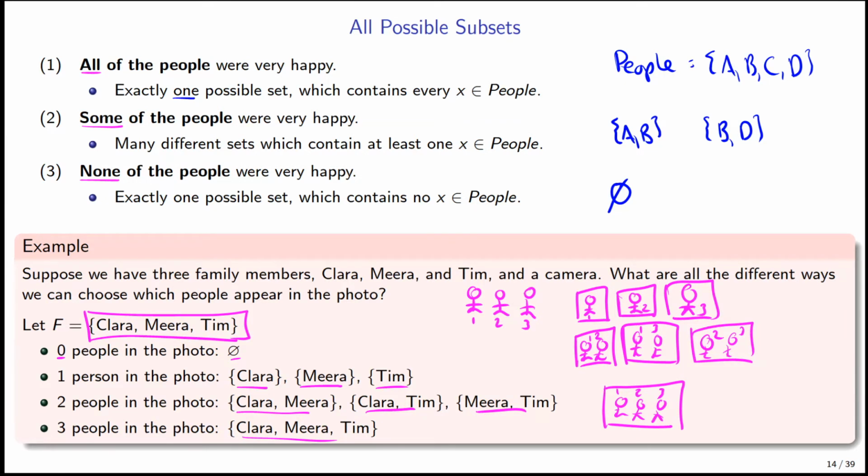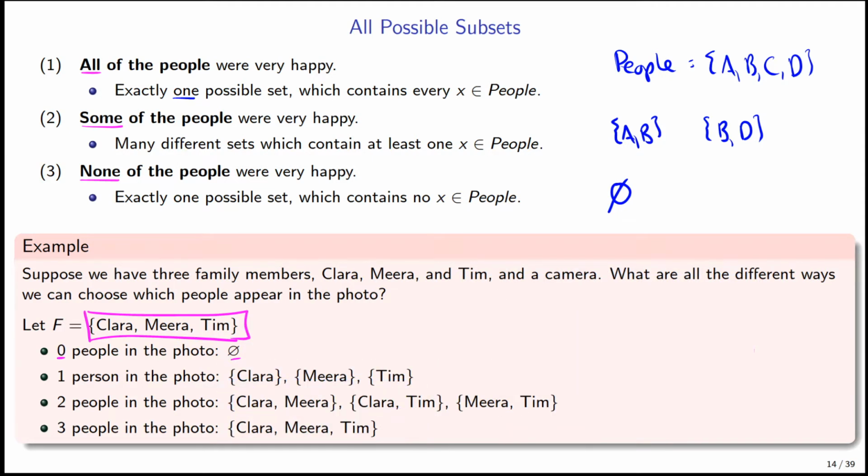So if you use the definition of a subset, you're going to find, with F here, let me just get rid of the pictures on the right, you're going to find that the empty set is a subset of F. You're going to find that the set containing just Mira is a subset of F. And for each of these, you're going to find that these are subsets of F. And there's not going to be any more subsets of F. These are all the different subsets we have.